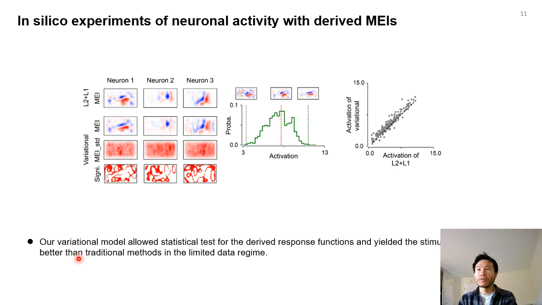So, our variational model allows statistical tests for the derived response functions and yielded stimuli driving neurons better than traditional methods in a limited data regime. Here limited because you see this difference significantly when we use 40% of the data, but when we use the full training data, it's not significant.